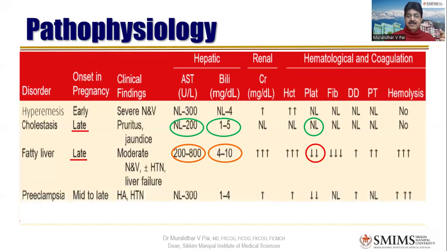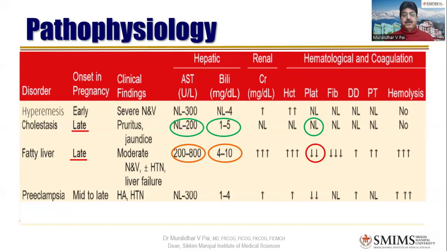Now comes preeclampsia, which is HELP syndrome. It is again mid to late. Preeclampsia is manifested after 20 weeks and it keeps on worsening. So it is mid to late. And of course, there is hypertension. This is the main feature that you can differentiate between simple cholestasis of pregnancy, fatty liver, and even hyperemesis. In hyperemesis, in fact, there is hypertension. Of course, hyperemesis does not last that long, up to mid and late trimester.